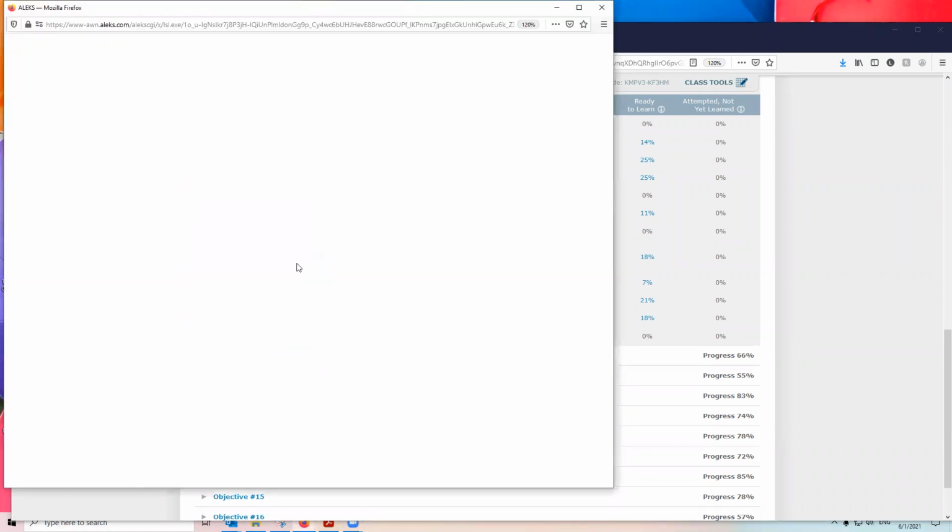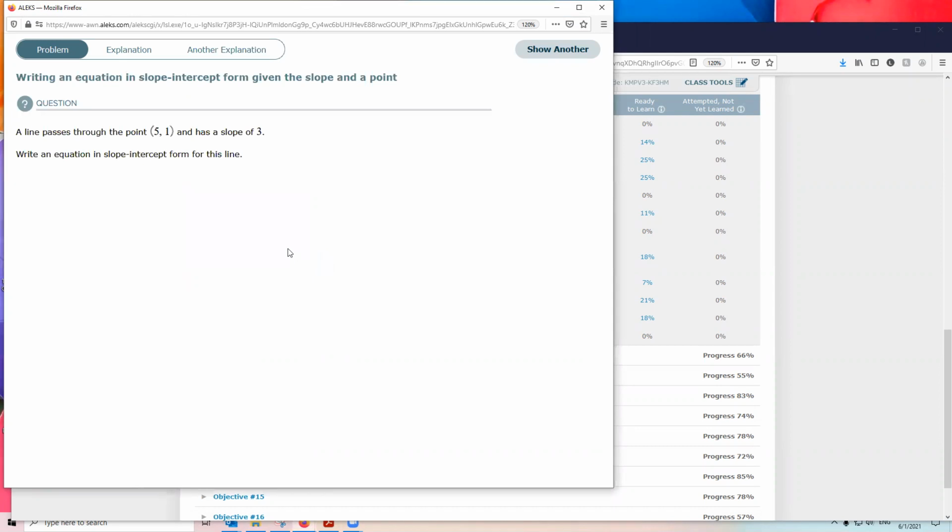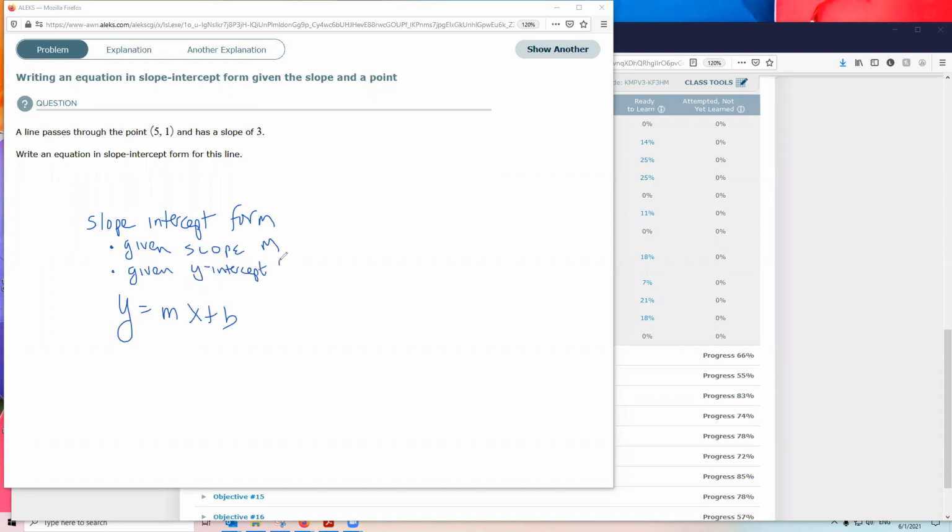All right, let's come here. It says write an equation in slope-intercept form given the slope and a point. All right, now, there's two equations that we were just looking at. There was the slope-intercept form, which is y equals mx plus b. So if you're given a slope, m, and you're given the y-intercept, that's the b value, then you would use this equation, right? You would need to know the slope and the intercept to use that equation.